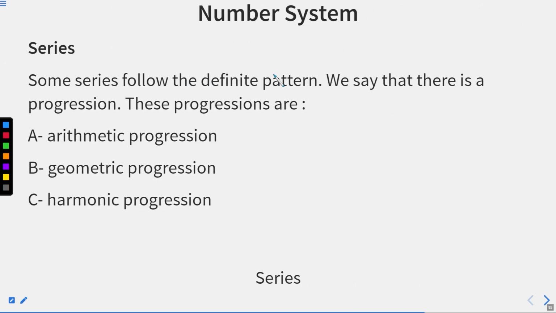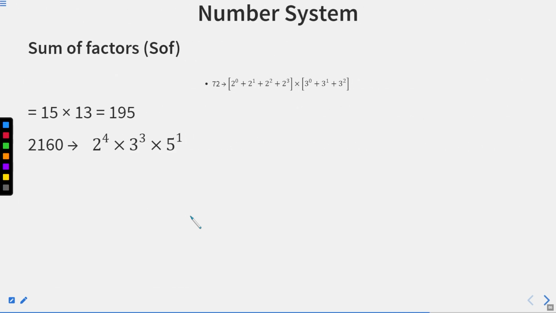Okay, so next we have series. Some series follow a definite pattern, and we say that there is a progression. These progressions are called arithmetic progression, geometric progression, and harmonic progression. We are going to see that in more detail. Okay, so what is the sum of factors?